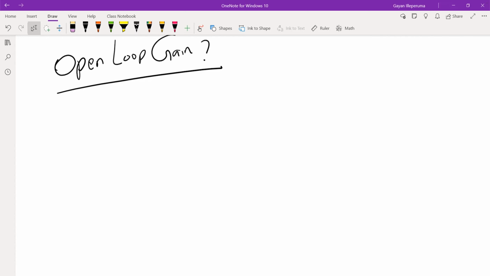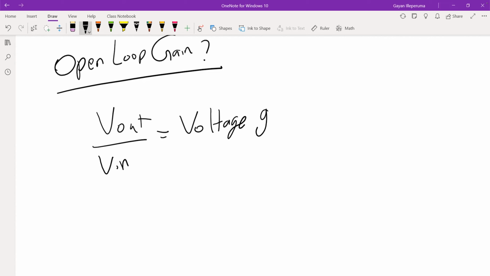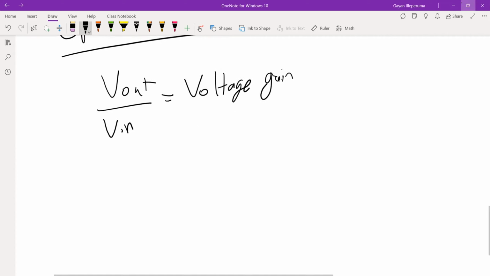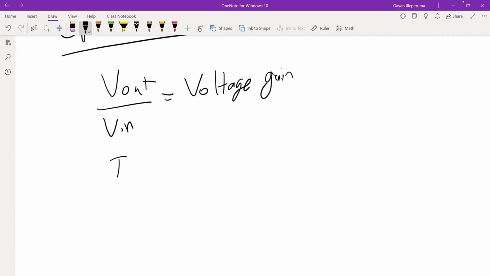V out divided by V in. That means voltage gain. This is a general expression for the voltage gain. In fact, the same thing can be said for other things. For example, output current divided by input current. This will be known as the current gain.